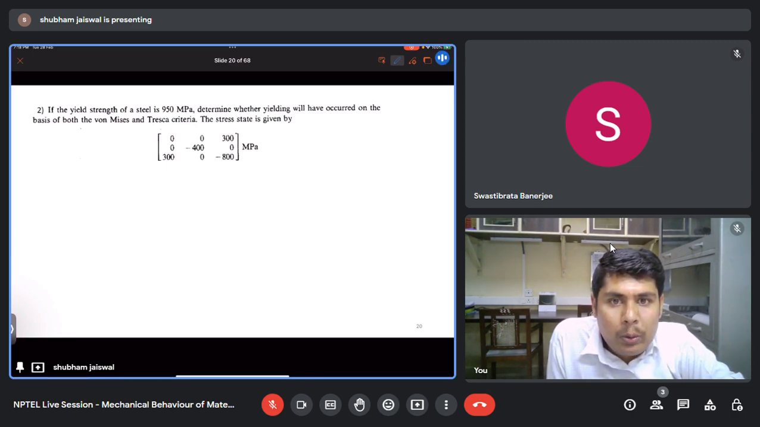You know now, Swati Brata, how to approach this question? You need to first find out the values of sigma 1, sigma 2 and sigma 3. Then you keep them in the equation of effective stress. If it is less than the yield strength, then the material will not yield. If it is greater, then the material will yield. The stress state is given, and you can find sigma 1, sigma 2 and sigma 3 using the equation sigma_p cubed minus I1 sigma_p squared minus I2 sigma_p minus I3 equal to 0. The roots of this equation will give you the values of sigma 1, sigma 2 and sigma 3.